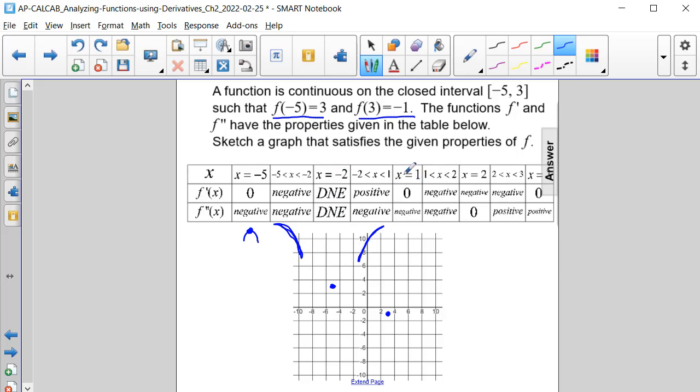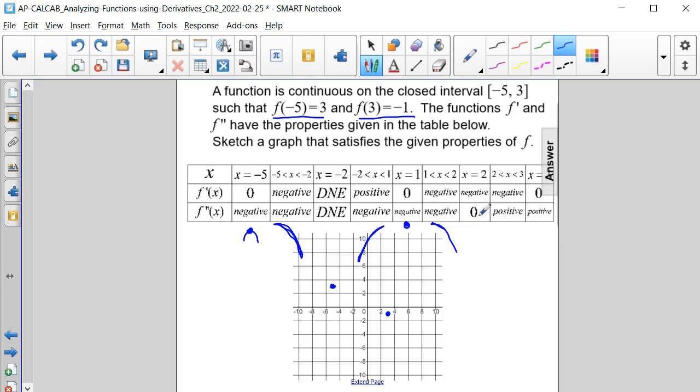And then when x is equal to 1, our first derivative is going to be 0, and our second derivative is negative, so it's concave down. So that's going to be a relative maximum value. And then to the right of +1, we are going to have a negative first derivative and a negative second derivative, so we're going to decrease and be concave down.